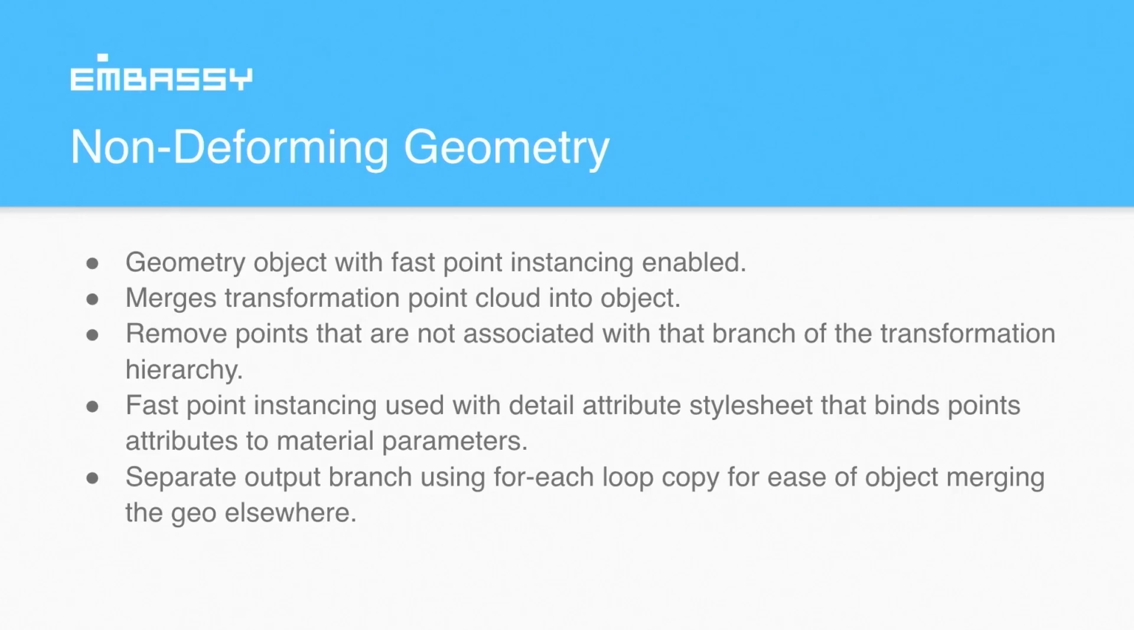Separate out the branch using a for each loop copy. We have a separate output branch so that dynamics and stuff can merge that geometry into whatever they're working in, and that uses a for each loop that will instance those objects on a copy node, so that way they can merge it out of the asset, and it's not just point instances.